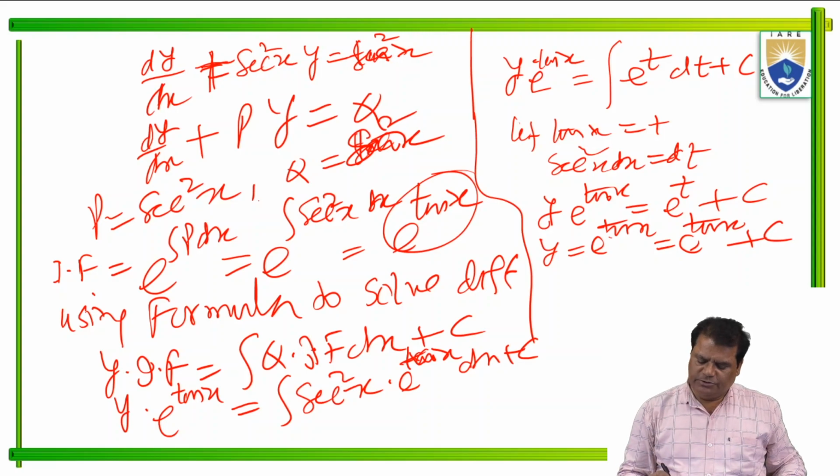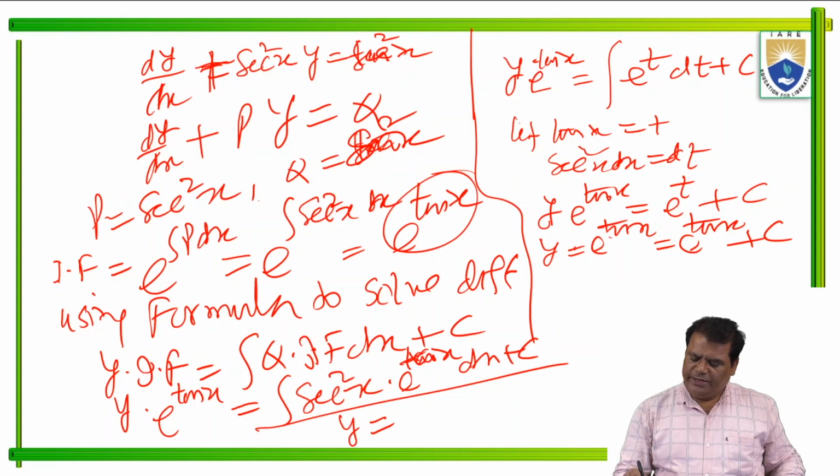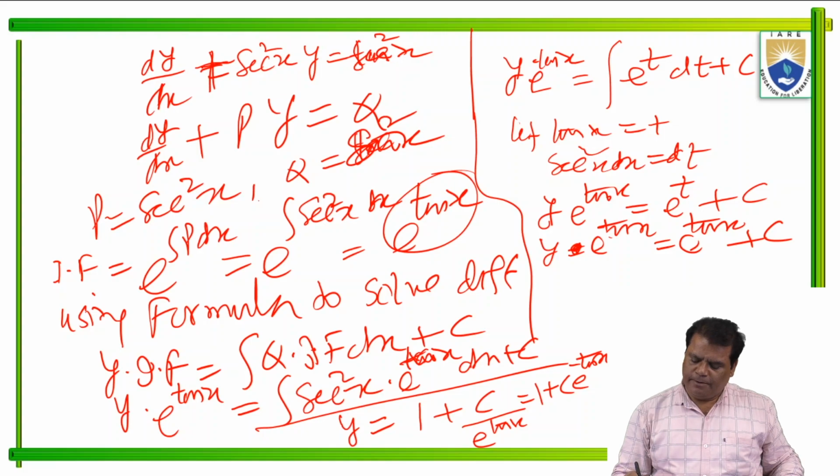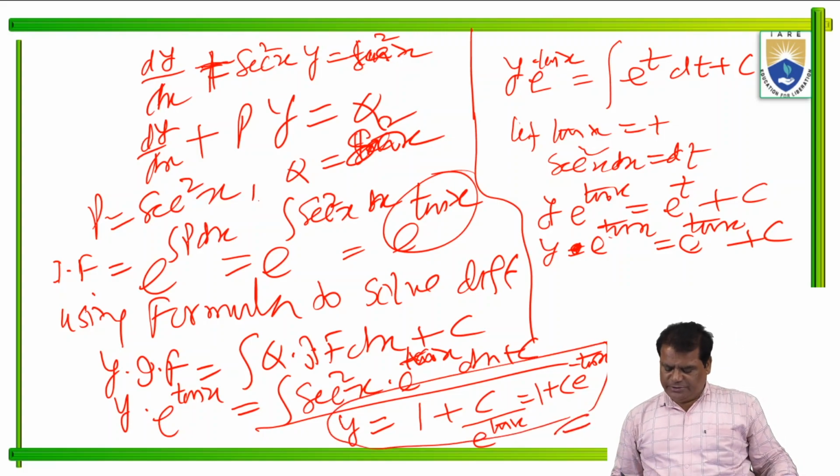So y into e to the power tan x is equal to tan x minus 1 plus c. Dividing by e to the power tan x, the final answer is y equals tan x minus 1 plus c upon e to the power tan x. Now this equals tan x minus 1 plus c e to the power minus tan x. So this is the answer. This is how to solve this differential equation.